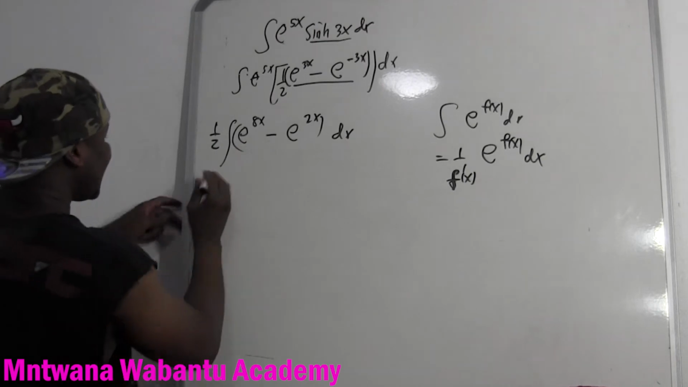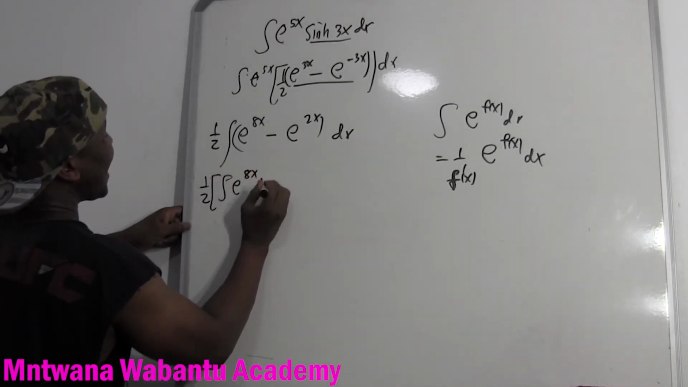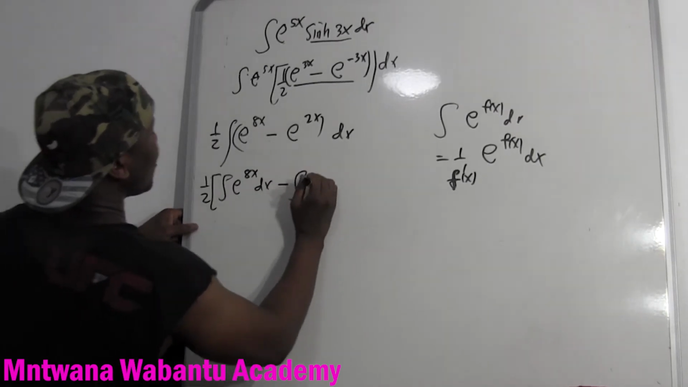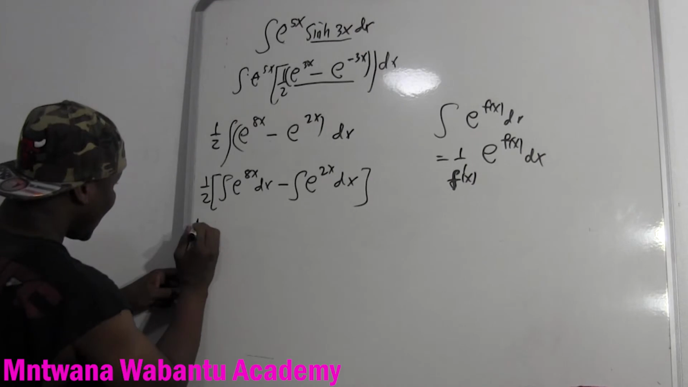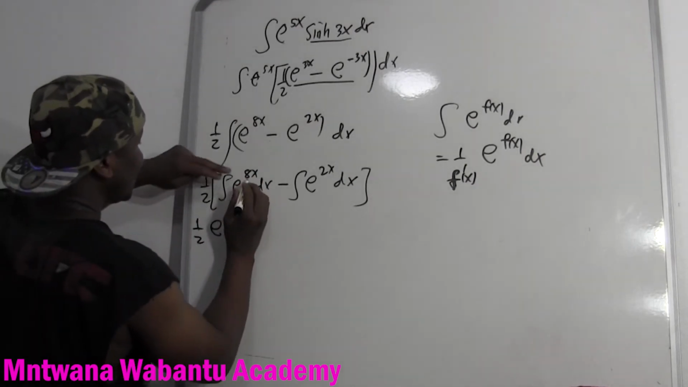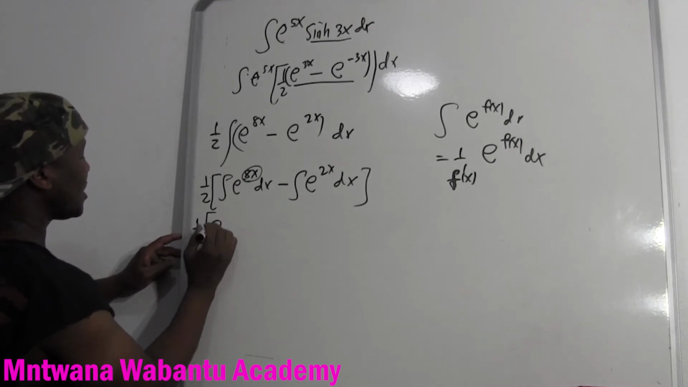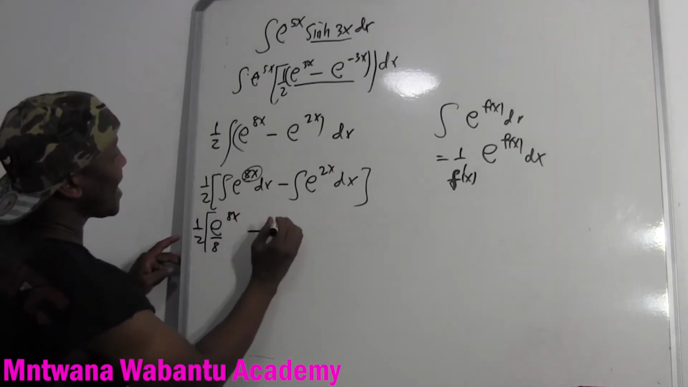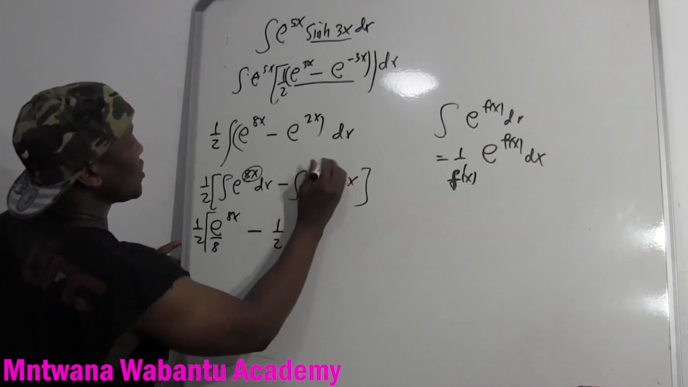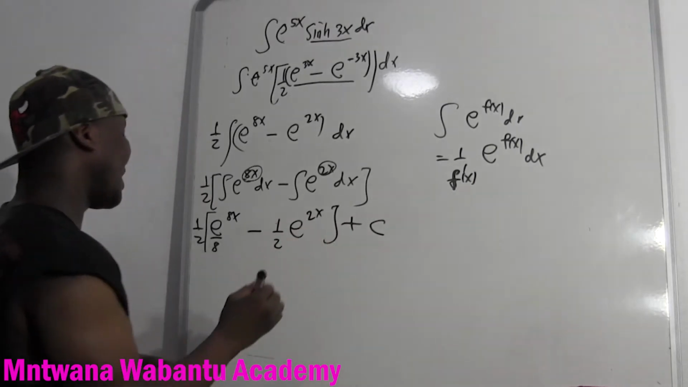So we're going to do the same thing here. I can separate it: a half integral of e^(8x) dx minus the integral of e^(2x) dx. Now I'm going to apply the rule. It's going to be a half, and this is going to be e. Differentiate 8x, you get 8, so this is over 8, and then write exactly. Minus 1 over 2, because differentiating 2x you get 2, and then e^(2x), and then plus constant because you don't have a limit.